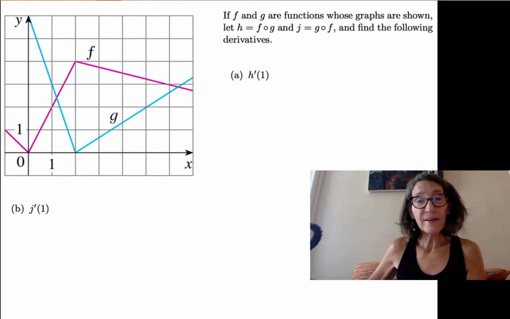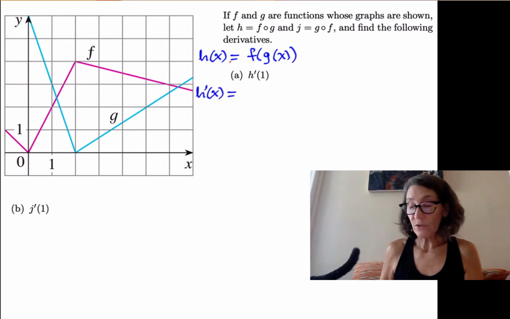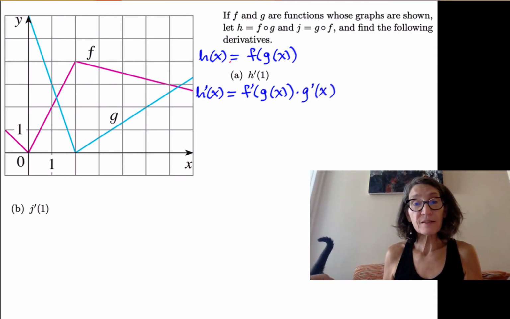So let's look at part A. To find H prime of 1, we're going to need H prime of X, so we need to differentiate H of X. Let's write out what H of X looks like. H is F composed with G, so that means H of X is the function F of G of X. We can see F is the outside, G is the inside function. So using the chain rule, H prime of X is the derivative of the outside function evaluated at the inside, so that's F prime of G of X, times the derivative of the inside, G prime of X.